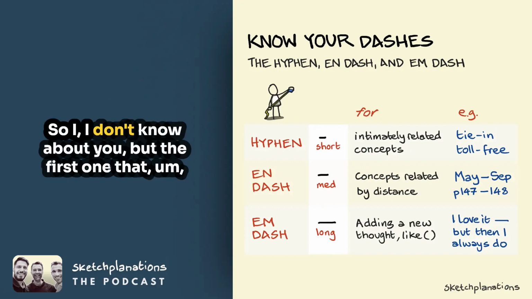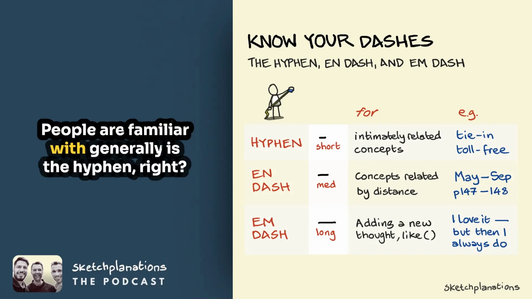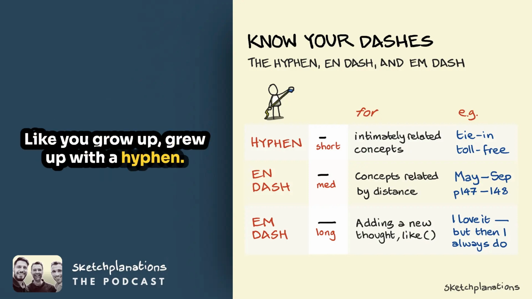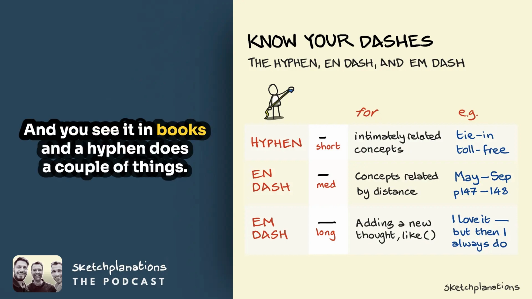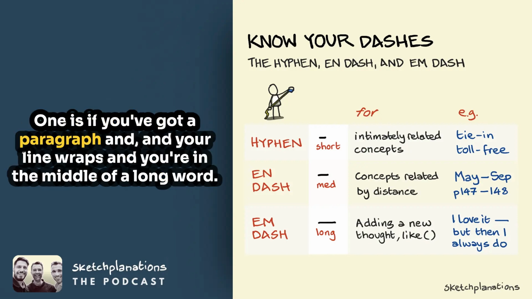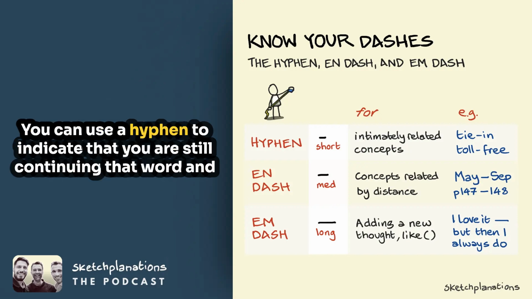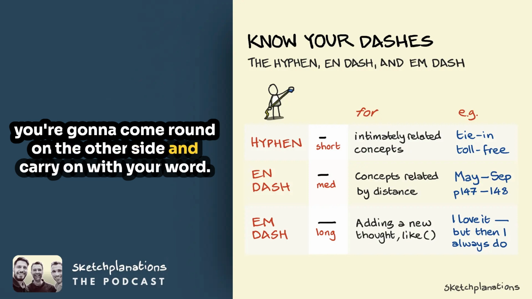Yeah. So I don't know about you, but the first one that people are familiar with generally is the hyphen, right? Like you grew up with a hyphen. Yep. And you see it in books, and a hyphen does a couple of things. One is if you've got a paragraph and your line wraps and you're in the middle of a long word, you can use a hyphen to indicate that you're still continuing that word and you're going to come round on the other side and carry on with your word.